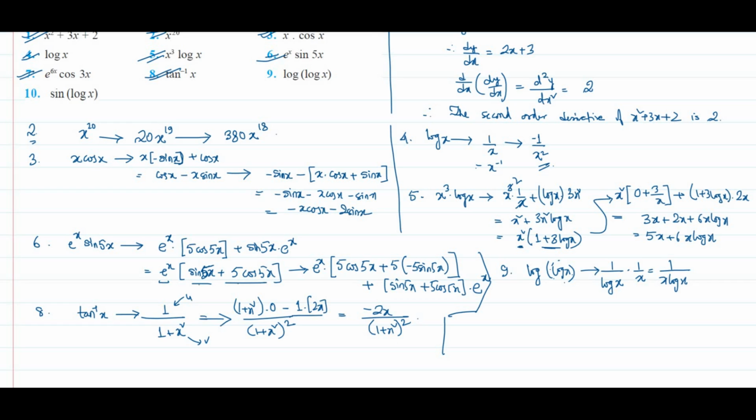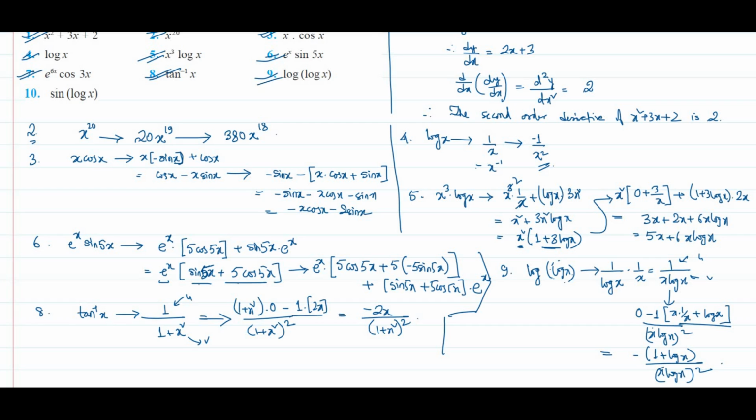So 1 by x log x, let us differentiate it once again. So what will we be getting? Nothing, just this is u by v once again. So this is x log x whole squared. Here it will be 0 as in the previous case, minus 1 times the differentiation of x log x, that is x times 1 by x plus log x. So that will basically be minus of 1 plus log x by x log x whole squared.